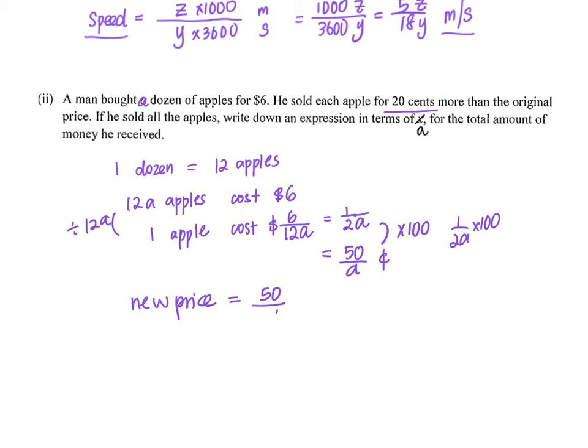20 cents more. So I take this plus another 20 cents. Correct? This one is not one single fraction. Can I change it to one single fraction? Can lah. Change this to the same denominator. So what do I need to multiply here? A and A. So what happened to the numerator? 50 here, and here 20A. So 50 plus 20A. The denominator is A.